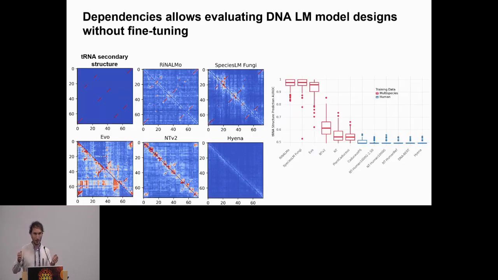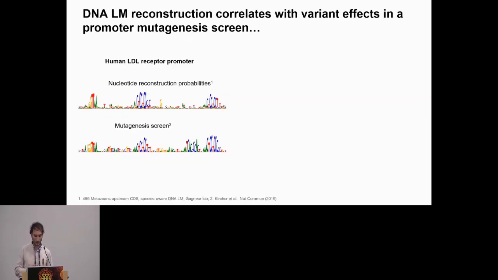We use these dependency maps to benchmark more than a dozen language models. You see here an example for dependencies within a tRNA sequence, and while some models are able to capture the contacts of the structure, other models struggle and produce a series of artifacts which have to do with modeling design and also data selection. In particular, models that are only trained on human struggle to find these very conserved but more infrequent elements.